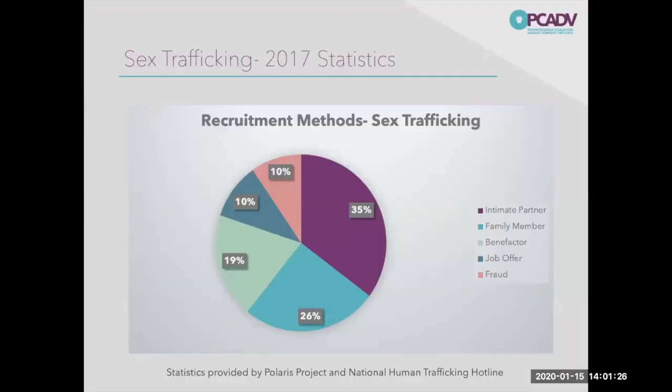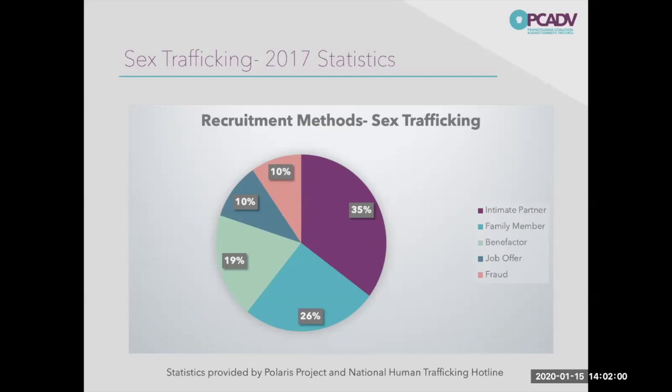When we talk about recruitment, who's doing the recruiting? Well, this really highlights why it's so important for domestic violence advocates to engage in this work, because the number one recruitment method for sex trafficking is through an intimate partner. And then right behind that at 26% are family members. So we know that sex trafficking in particular is a form of intimate partner and family violence.